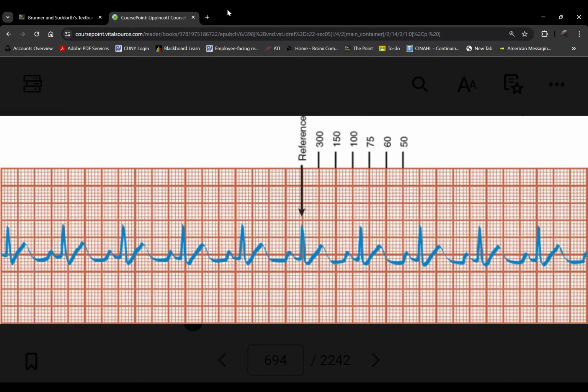Let's go again. 1, 2, 3, 4, 5, three times. That's 3 seconds right there. 1, 2, 3, 4, 5, again. Okay. So we have a 6-second strip. This is 3 seconds, and that's another 3 seconds, right?